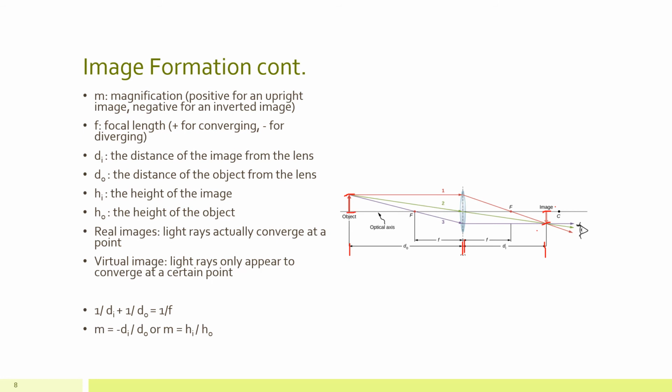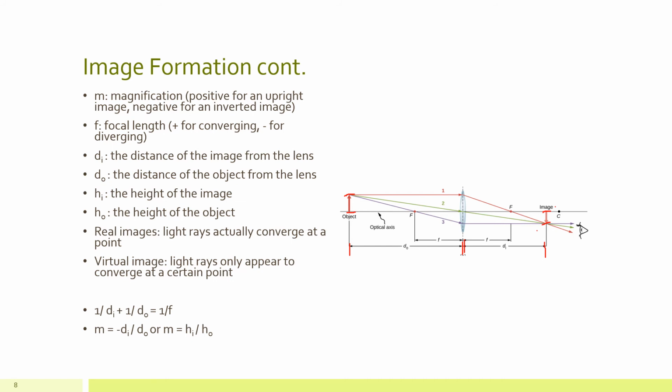And we can use those terms to help us. If we know some of those values, we can use them to solve for other values, as shown in the equations on this slide. Starting with 1 over DI plus 1 over DO equals 1 over F, meaning that if we knew the distance of the object from the lens and we knew the focal length, we could solve for the distance of the image from the lens, or vice versa.